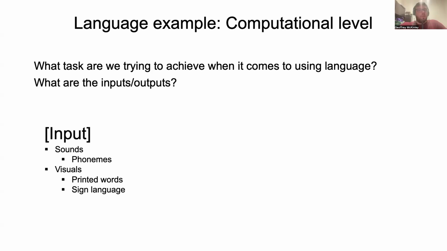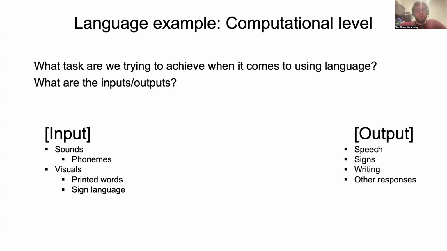reading, or if you're doing sign language, it could be the signs that are specific to that sign language. And then the output could be a verbal response, just speaking. It could also be signs if you're doing sign language. If you're writing an email, it could be an email, or it could be another response. Maybe somebody asks you for help, and your response is to help. But importantly, that would just be comprehension. That's just the speech comprehension part, and there's no production involved.